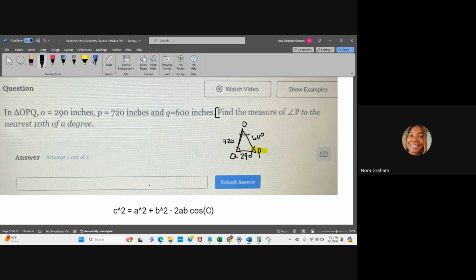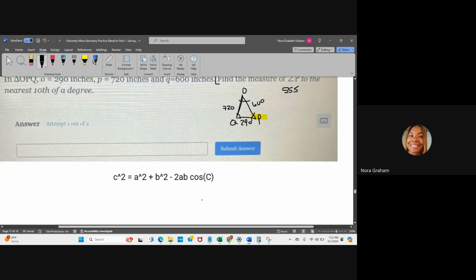All right, so we're going to use the law of cosines, okay? Because I have all my sides. So side, side, side. That means I'm going to use the law of cosines. I already have the formula for law of cosines right here. So let's go ahead and start plugging in, okay?